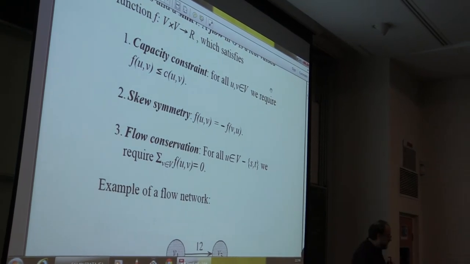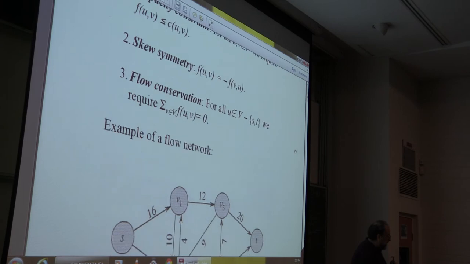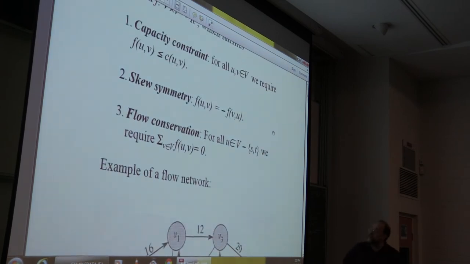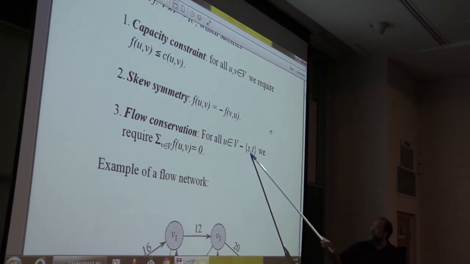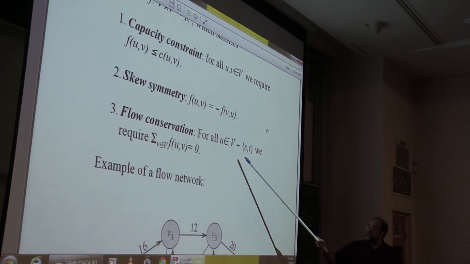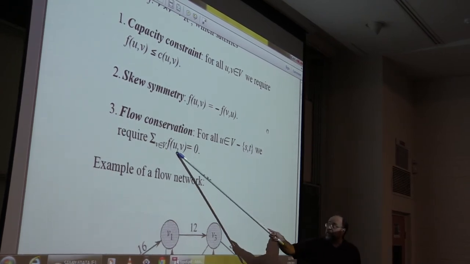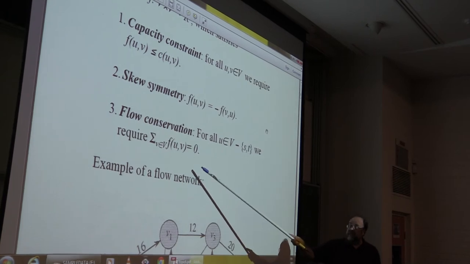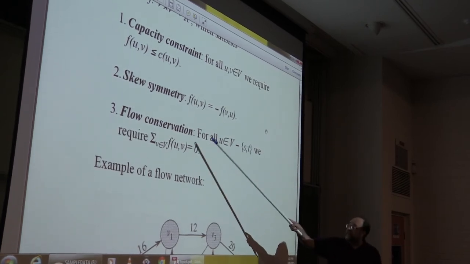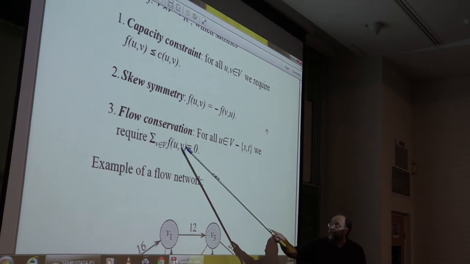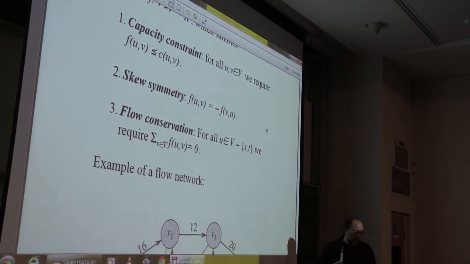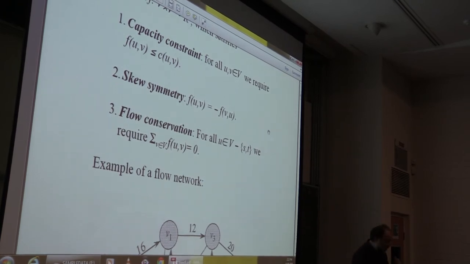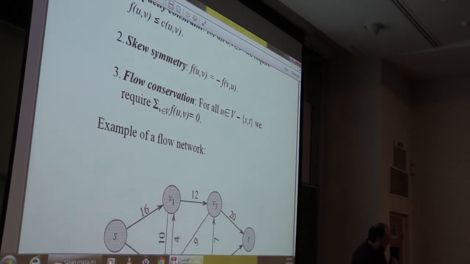No capacity associated with nodes. But the only constraint is the flow conservation, namely for any node that is neither source nor destination, the sum total of the flow is zero, which means, given this convention, that the sum total of what enters the vertex must be equal to the sum total of what leaves the vertex.